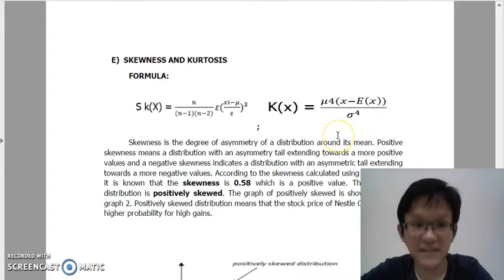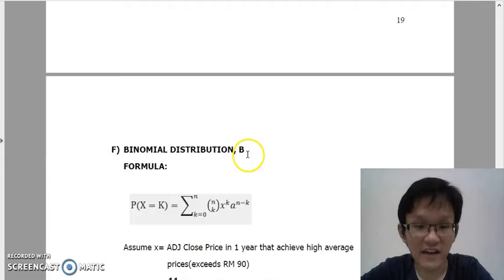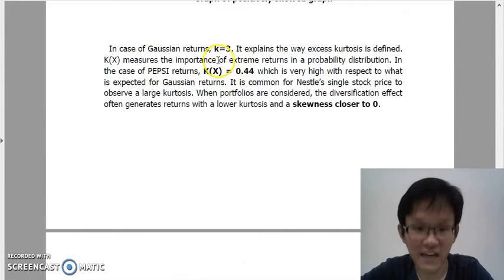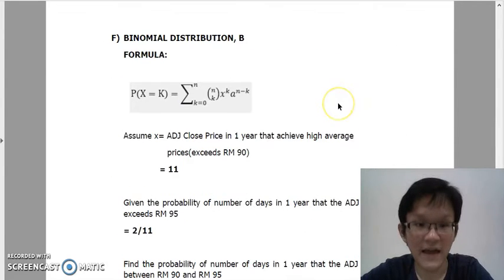And also, by substituting the value into the kurtosis formula, we can get a constant value of k equals 3, and the cases of Pepsi returns equals 0.44, which means it is a lower kurtosis and its skewness is closer to 0. Lastly, we have applied binomial distribution in our calculation.